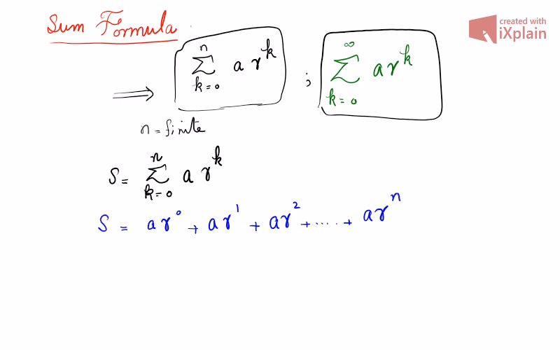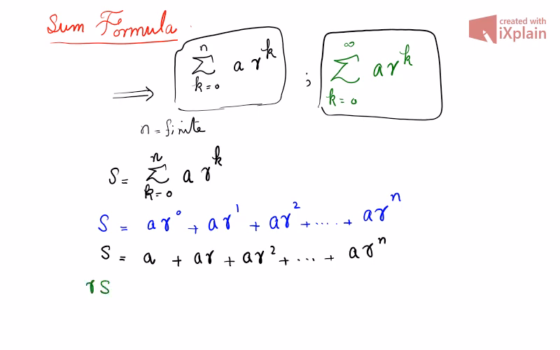Now let me write one more step. r raised to the power 0 is 1, so we have a here. The next term is a r raised to the power 1, so we do not write 1 as power, then a r square and so on, up to a r raised to the power n. Now, this r is known as the common ratio in this sum.